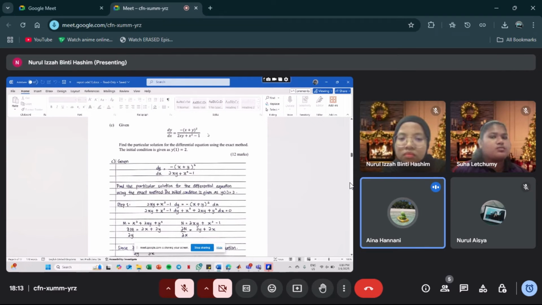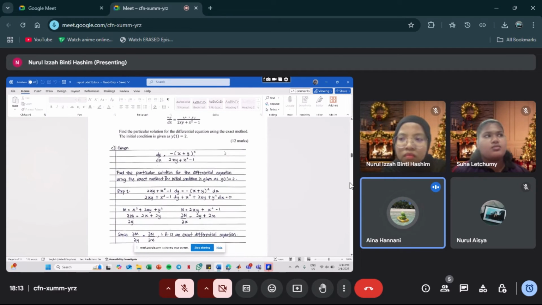Next is question C. Given dy dx, we need to find the particular solution for the differential equation using the exact method. What is the exact method? An exact differential equation is a first order differential equation able to be arranged in the form of M(x,y) dx plus N(x,y) dy equal to 0.